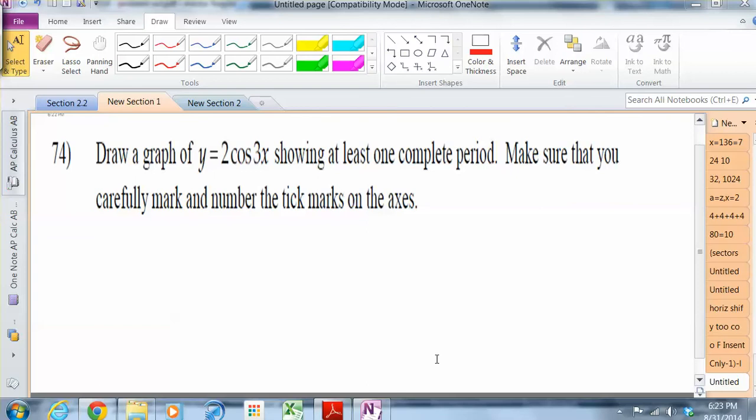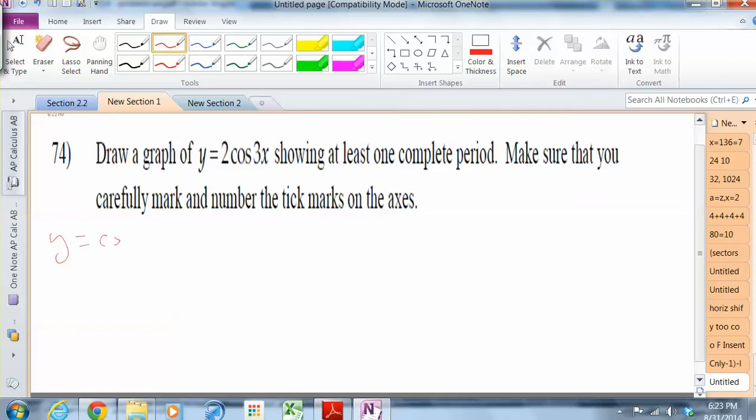We're going to do number 74 from the AP Calculus AB summer assignment, where we have to draw a graph of y equals 2 cosine 3x, showing at least one complete period. Like most graphs, it helps to start with the parent function and then apply the transformations. So the parent function, we'll go with green here. Okay, well, I guess red.